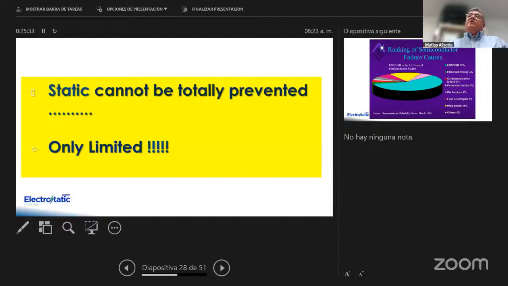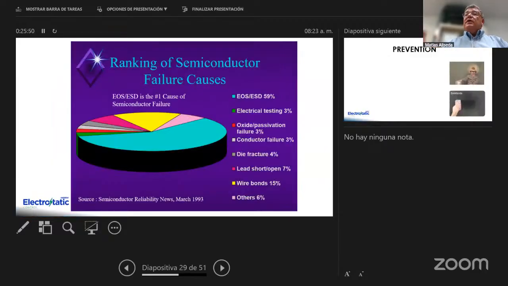So ESD cannot be totally prevented, only limited. You have to know your process and the sensitivity of your device, so you can set up the specific program management plans for ESD control. If you send your product to be tested, the failures come from electrical overstress. ESD is part of electrical overstress, but not all electrical overstress events are ESD. That is important.